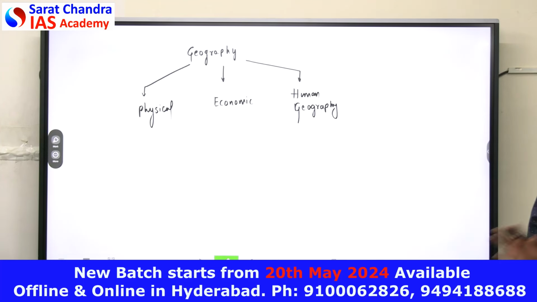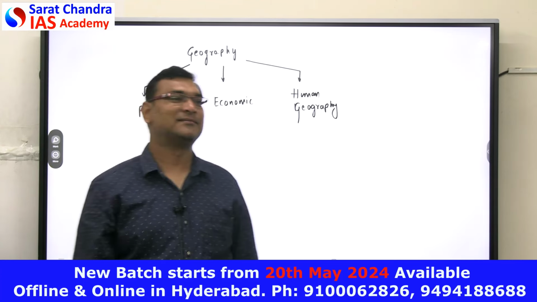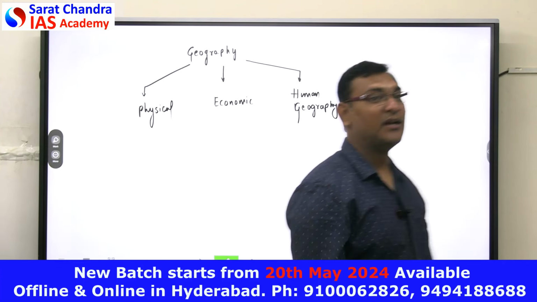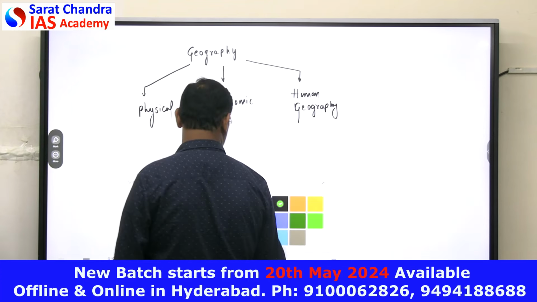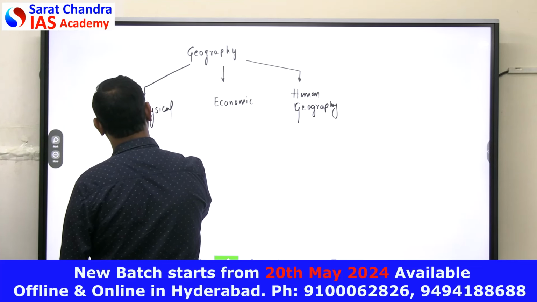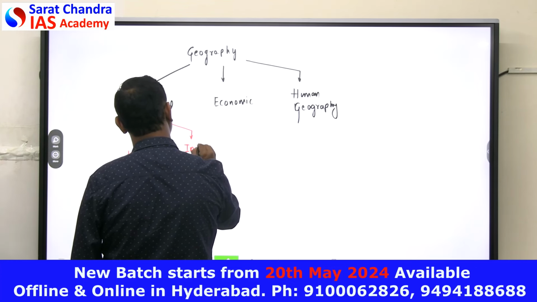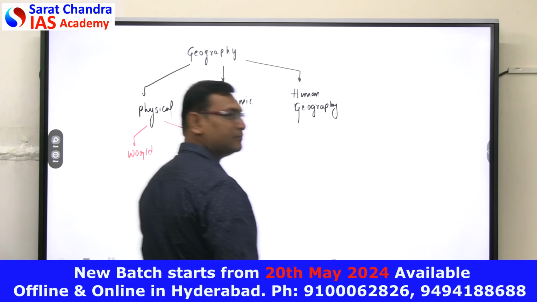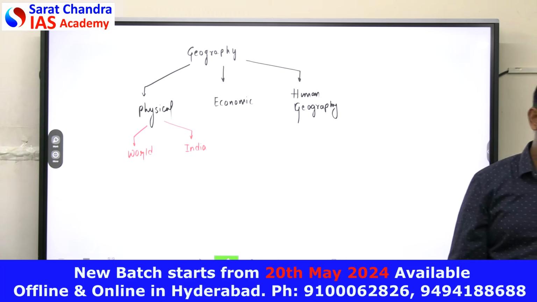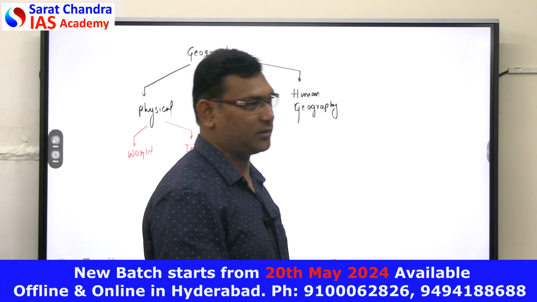But these are the parts of geography only. Is it clear? What do you mean by physical geography? We will study two things in the physical. One, about the world. Second, about India. About the world as well as about India, we'll study both. Okay, world physical geography, Indian physical geography.